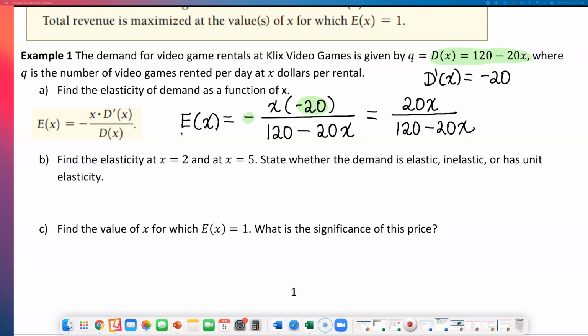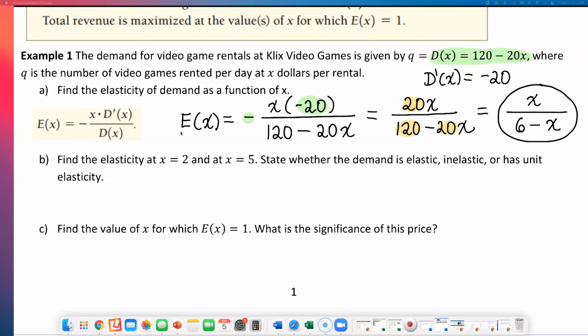I guess we can do more. We can simplify everything by 20. I noticed that because all of these numbers are divisible by 20, 120, and 20. How about we just simplify that? I can say this is equal to x divided by 6 minus x. So that is the elasticity function. Circle it.